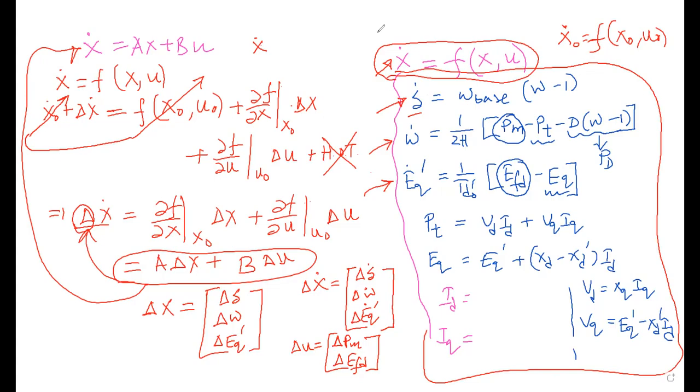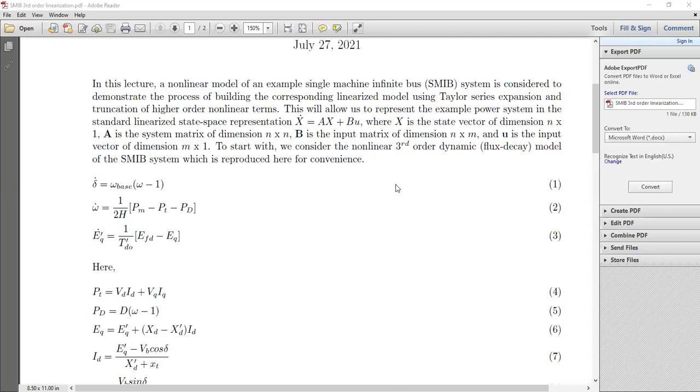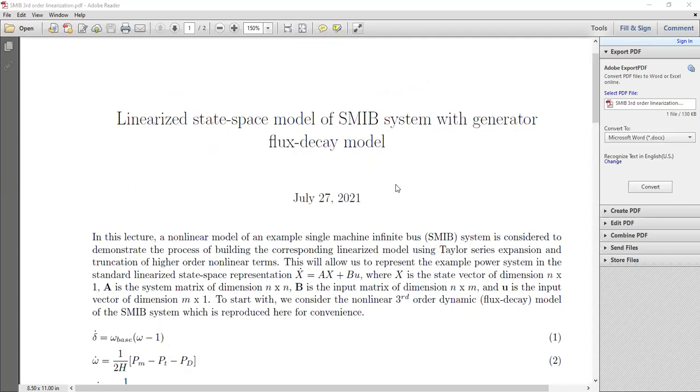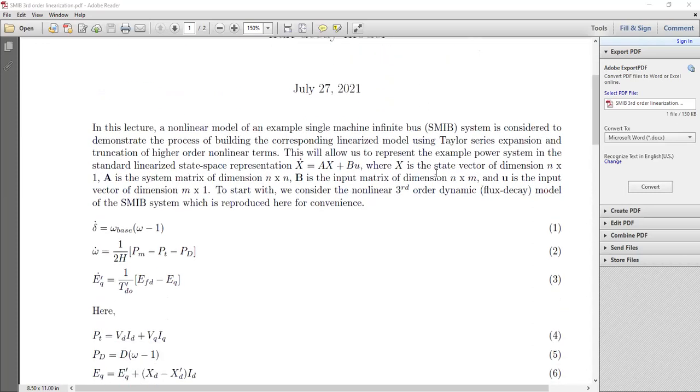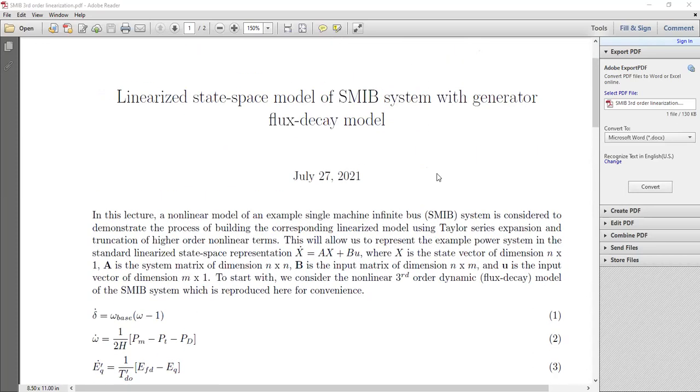So let me stop this share and start a new one. Do you see this one? Linearized state space model of SMIB system. Yes, sir. Is it visible? Yes, sir.